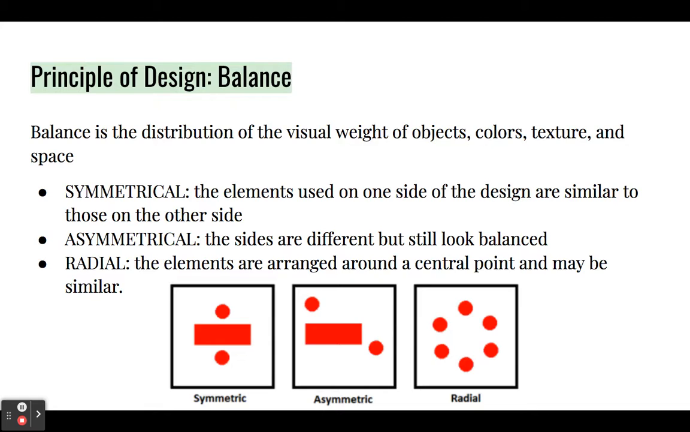Asymmetrical is the opposite. The sides of the artwork are different, but they still can look quite balanced. And then we have radial balance, where the elements are arranged around a central point that may be similar. So essentially, a radial balance goes around in a circle.